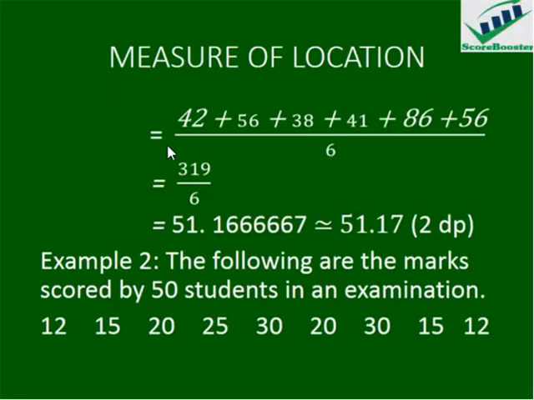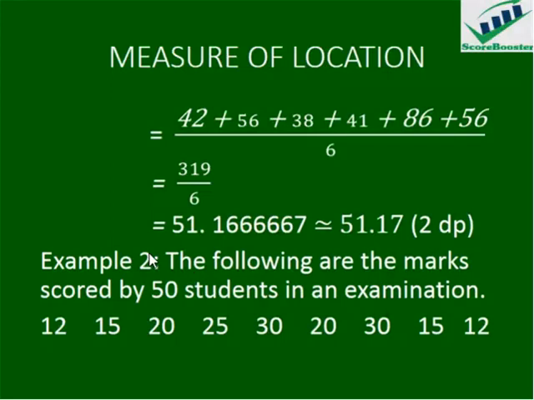We have 319 divided by 6. So 319 divided by 6 will give us this. We are very conversant with how to approximate numbers. Here I approximated this to 2 decimal places. That is, we stop the approximation at the second number after the decimal point, and that is why we have 51.17. So that is that.